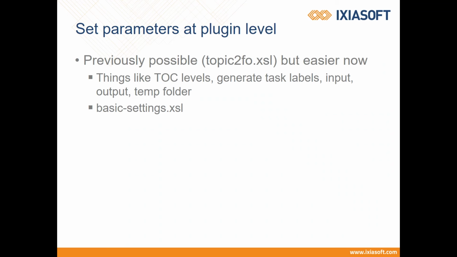There were some parameters in the past that if you wanted to set them at the plugin level, then you had to add topic.fo.xsl or specific parameters from it into your plugin. And now a lot of those parameters have been moved into basic settings, many parts of which you're going to already be incorporating into your plugin. So now you can do some nice things like set the TOC levels and stuff like that more simply.